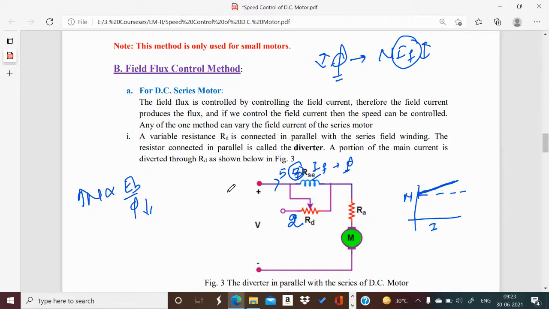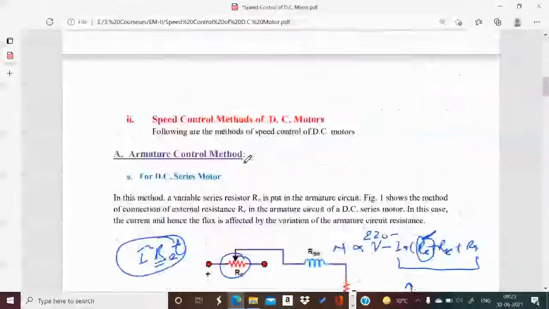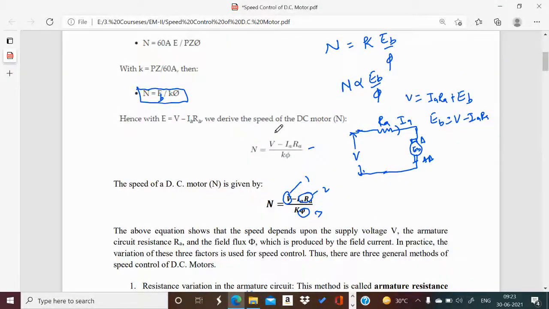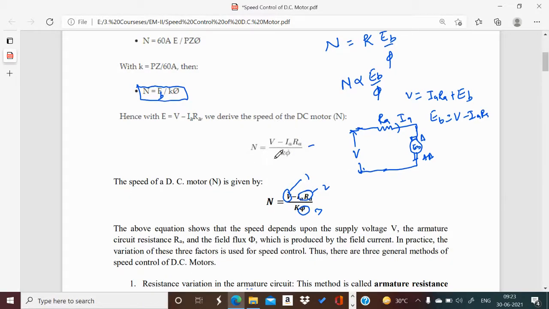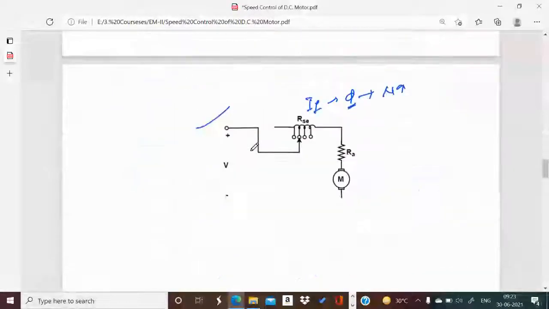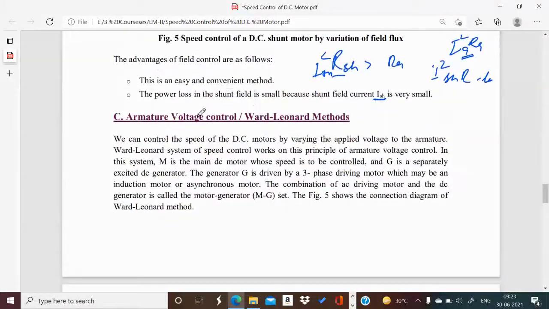Okay, okay. If it is clear, now let us take this equation again. We have covered this flux, we have covered this armature. Now we go to the voltage. That means how we control the voltage. That means voltage controlled method, and we can say armature voltage controlled method. And this method is commonly known as Ward-Leonard method, because a scientist Ward-Leonard developed this mechanism initially, and after that this method is also known as Ward-Leonard.